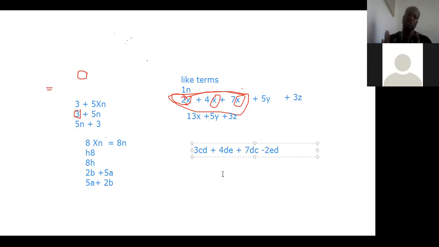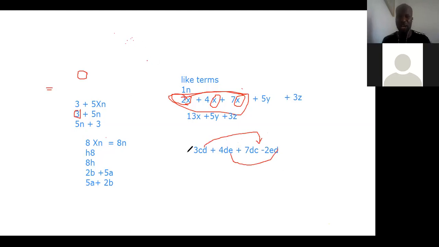Right, if you look at these numbers, there's another thing that you need to know. Multiplication, I once spoke about that term, is referred to as commutative. When you say commutative, 2 times 3 is the same as 3 times 2. So 2ED, ED and DE is the same thing, isn't it? So this one and this one are like terms. This one and this one are like terms.